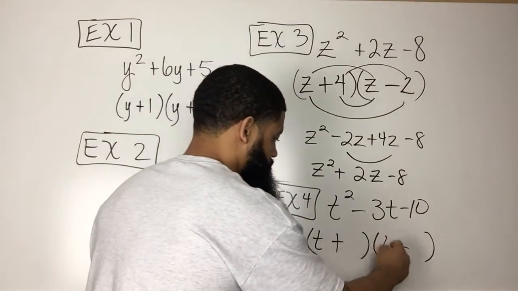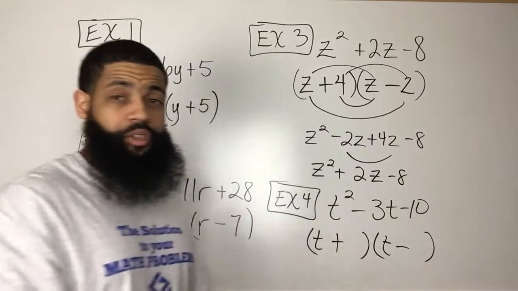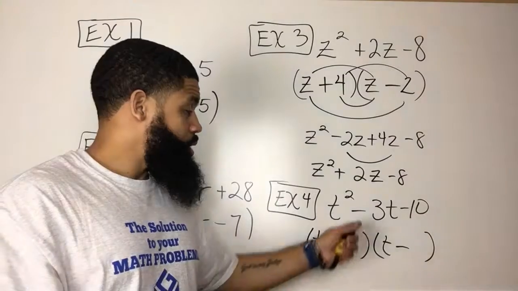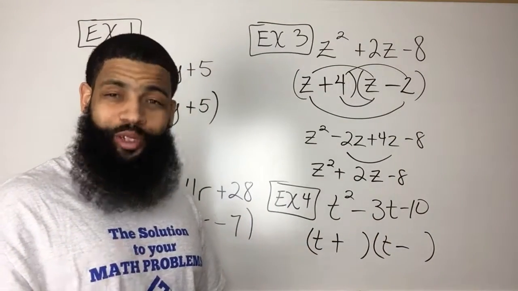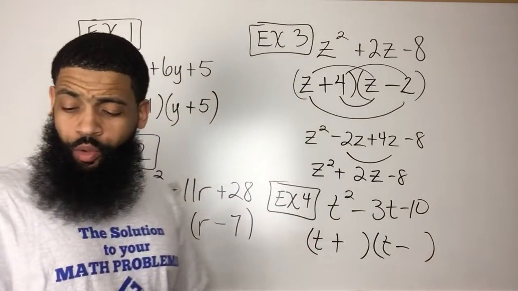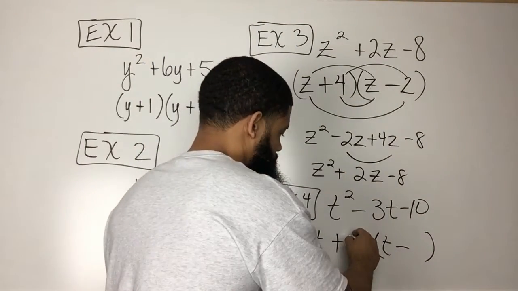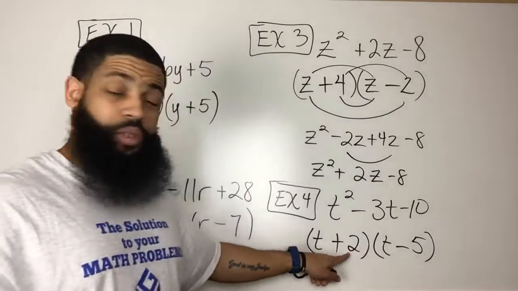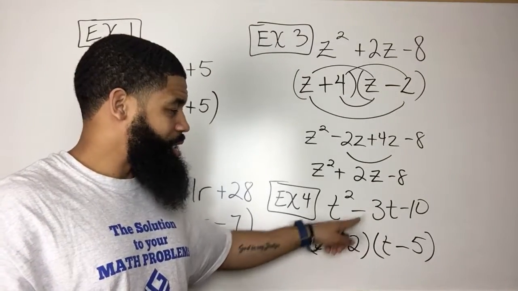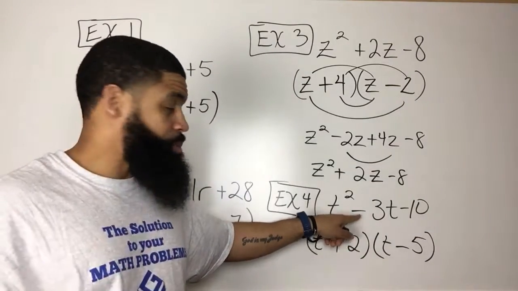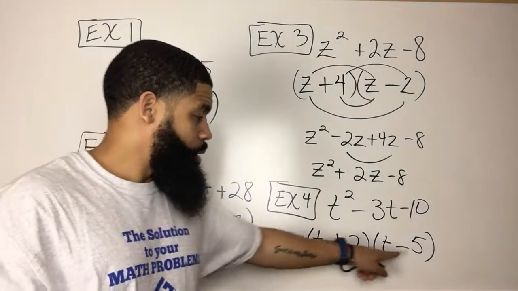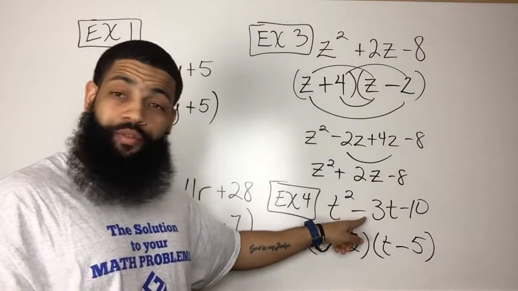I put t here and t here because t times t gives me t squared. Now, what two factors of 10 can I add together to get 3, or as I like to say, tree? In this case, we're going to say 2 and 5. Notice I put the 2 with the plus sign because I need the larger factor to be with the minus sign, since this middle term is negative. So if I take 2 minus 5, that'll give me negative 3.